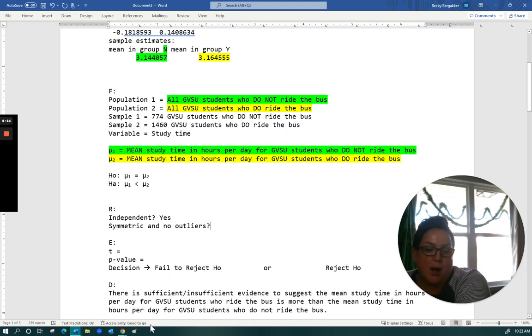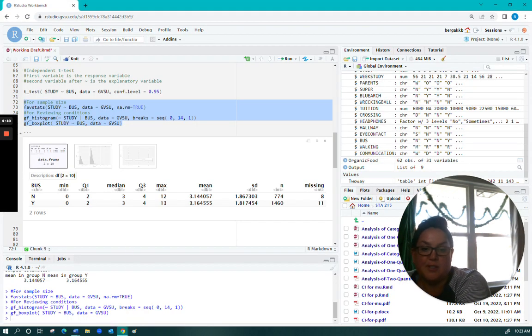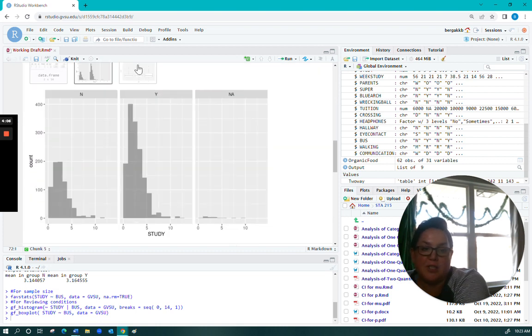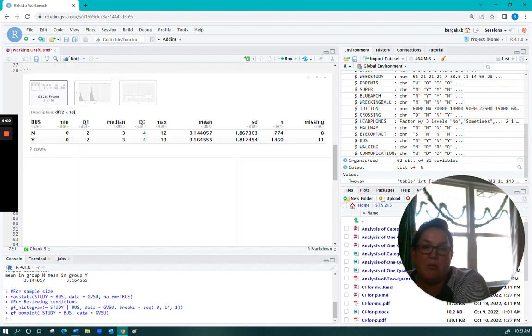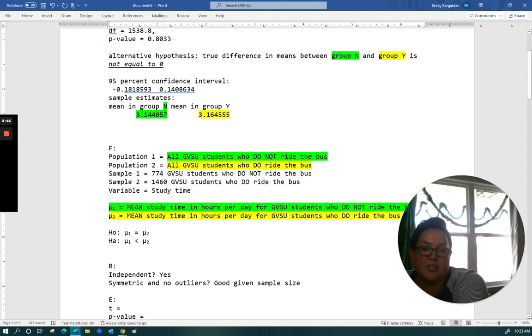With the reviewing other conditions, you can see that our histogram actually is a little skewed and there are outliers, but with the sample sizes as large as they are, I am not concerned with that. So I'm going to say in this reviewing conditions, good given sample size. Okay, so now we're on to our executing calculations.